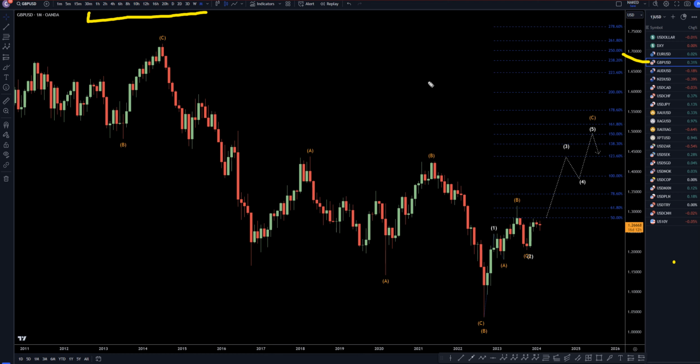So we do have CPI inflation data for the US dollar coming out today. That is a big news event for the dollar, and hopefully it will continue the uptrend because I still am very bullish on these higher time frames.